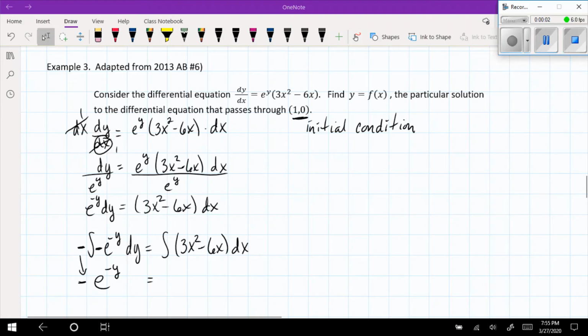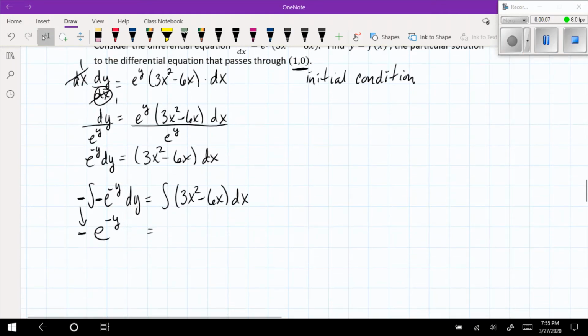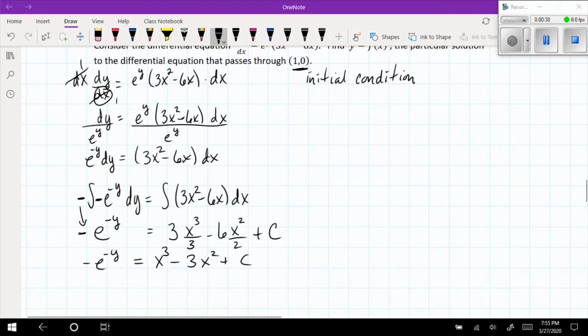Let's move back over here and integrate the right-hand side of our equation with respect to x. I am looking at integrating 3x squared minus 6x. So I'm going to copy my 3, and when I integrate x squared, that becomes x cubed divided by 3. Copy the minus 6, and when I integrate x, I get x squared divided by 2, and then plus c for my constant of integration. Let's clean this up a little bit. Negative e to the negative y is equal to, my 3's divide off, I get x cubed minus 6 over 2 gives me 3 as my coefficient on my x squared, and then plus c.